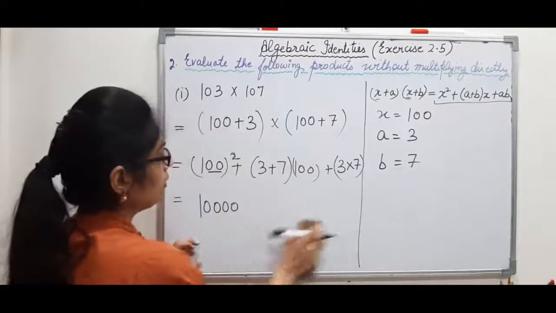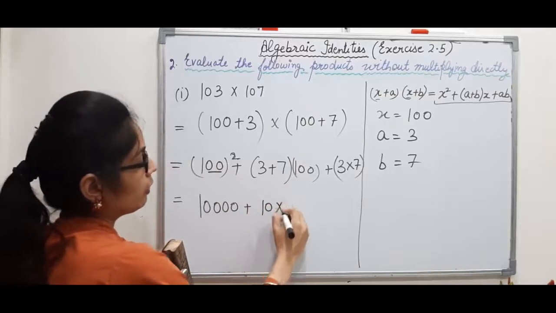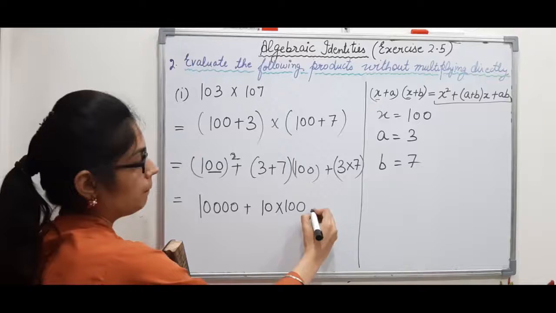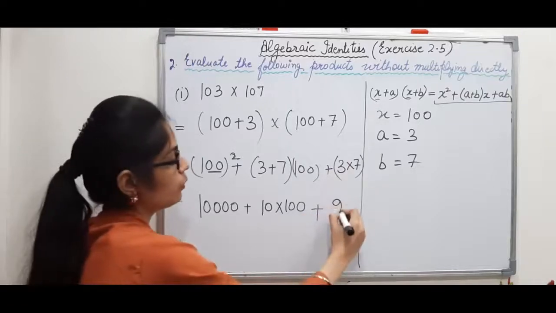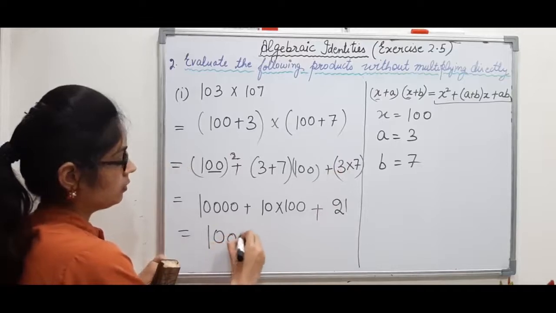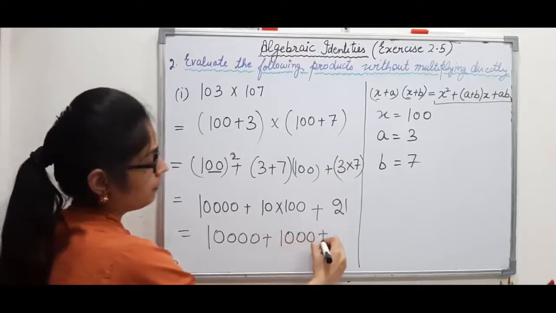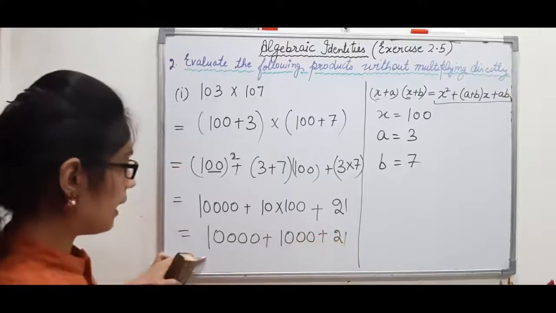3 plus 7 it is 10, 10 into 100, plus 3 into 7 it is 21. 10,000, 10 into 100 it will be 1000, plus 21. Now we can add this.